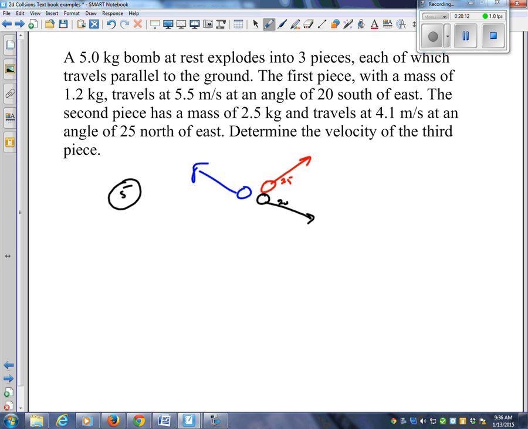What's the one thing you need to know that they don't tell you in the question? Mass of the third piece. Is it easy to find? Yeah, it is. It's actually pretty easy, right? Mass of the third piece is going to be 5 minus 1.2 minus 2.5. Please make sure you at least get that part right.